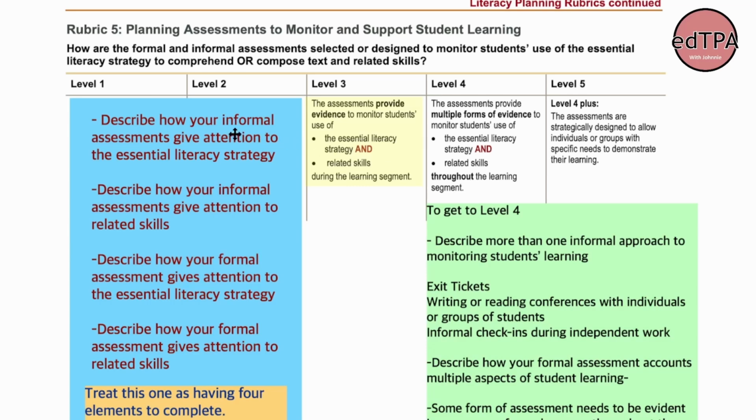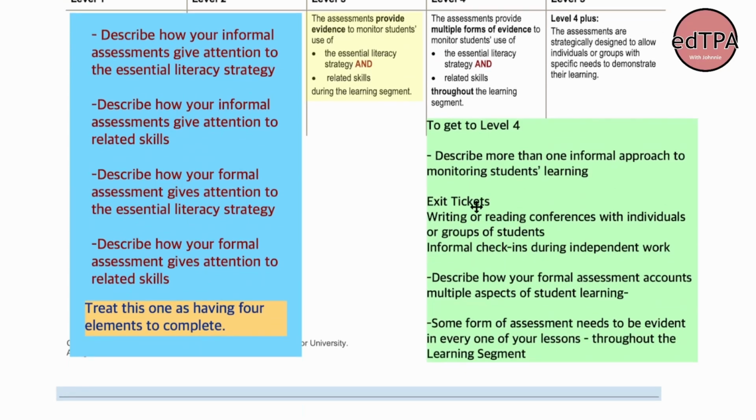So that's a lot about the informal assessment happening in every single lesson, and you should, in your lesson plan notes, describe that informal assessment for each one. To get to level 4, describe more than one informal approach to monitor students' learning. You want to think about exit tickets, writing or reading conferences with individuals or groups of students. Think about informal check-ins during independent work. Describe how your formal assessment accounts for multiple aspects of student learning. And some form of assessment needs to be evident in every one of your lessons throughout the learning segment.